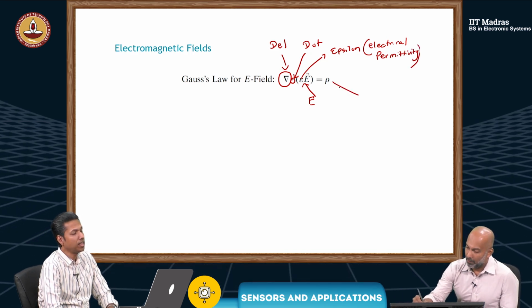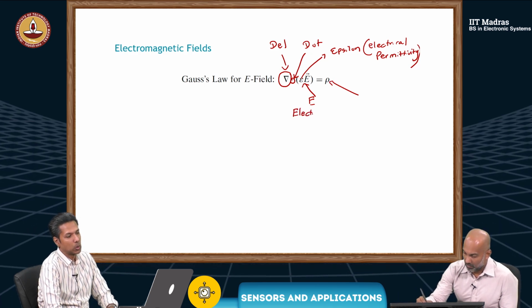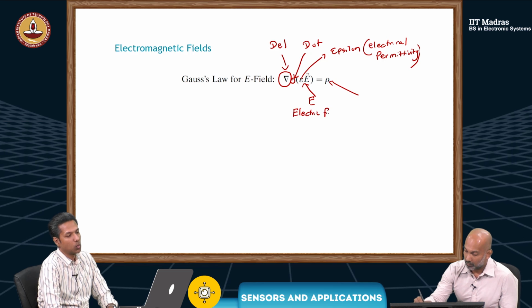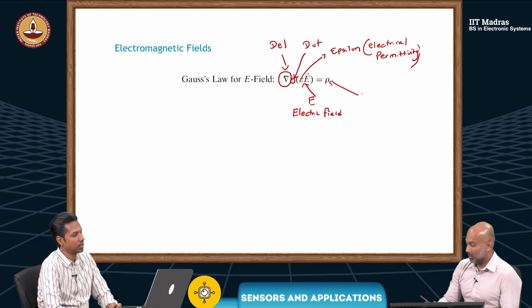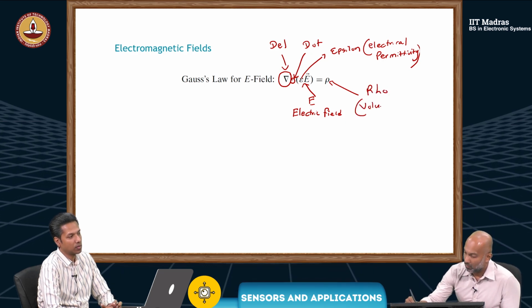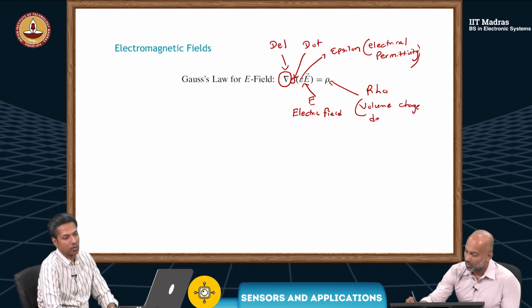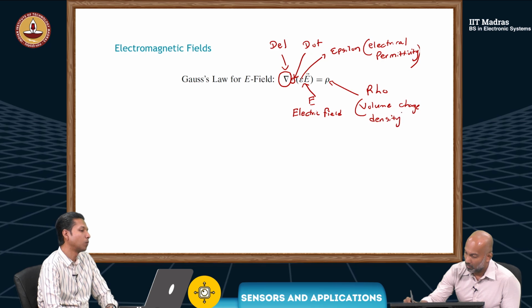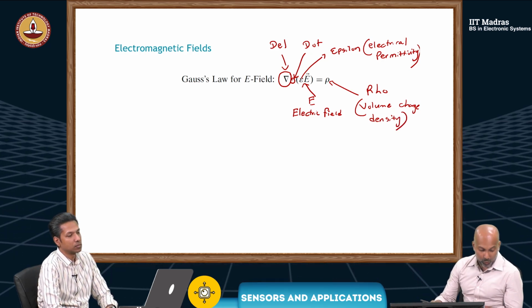E is the electric field. What is rho? Charge density. So this is rho, which represents volume charge density.